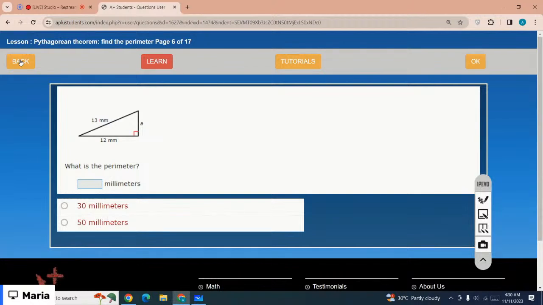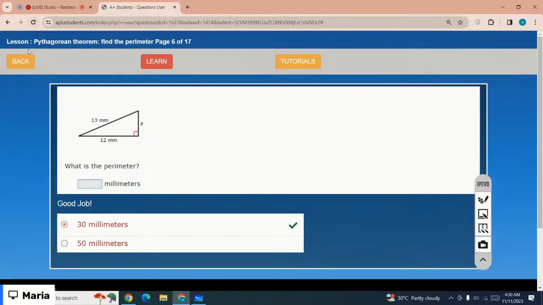The missing option is, that would be 5, right? So 12 plus 5 is 17. So the correct option is 30 milliliters.